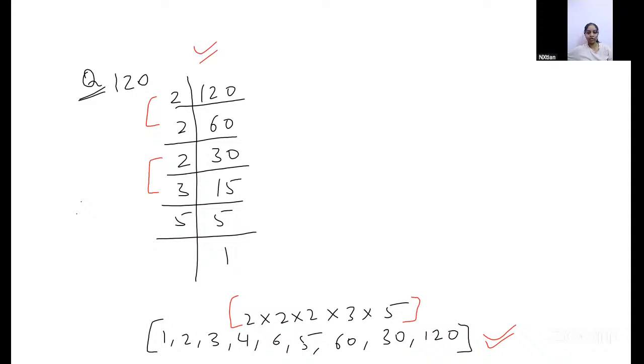Got it? Yes, ma'am. Ma'am, do you know that if you divide a number by 2 and you get an even answer, then the number is also divisible by 4? Yes, that's a rule. That is right.